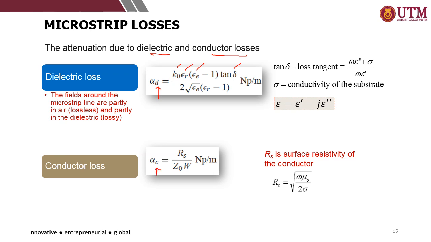Same goes for the conductor loss. C is for conductor loss, where alpha is the attenuation or the loss, which relates to Rs, the surface resistivity of the conductor, which you can estimate by using this equation, divided by the characteristic impedance and also the width of the structure. The dielectric loss, as I mentioned, is due to the fields around the microstrip line itself, where the strip line is exposed to the air and also to the substrate material or dielectric materials, which are lossy materials.